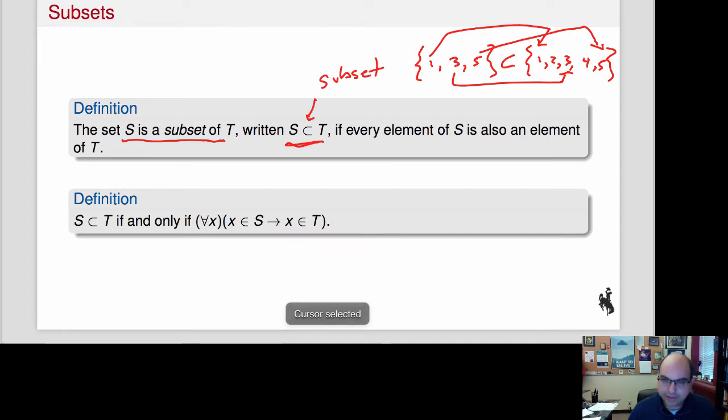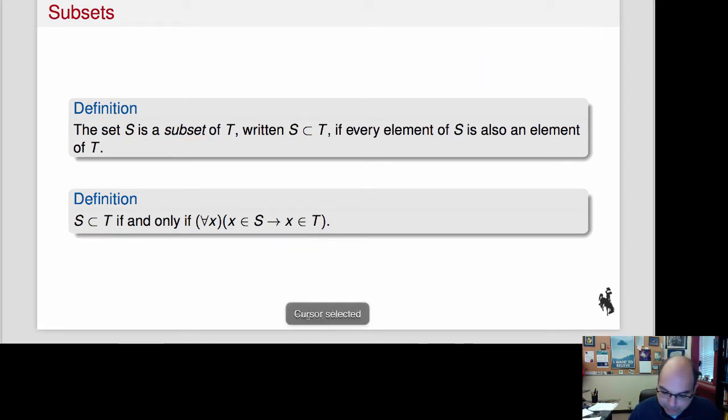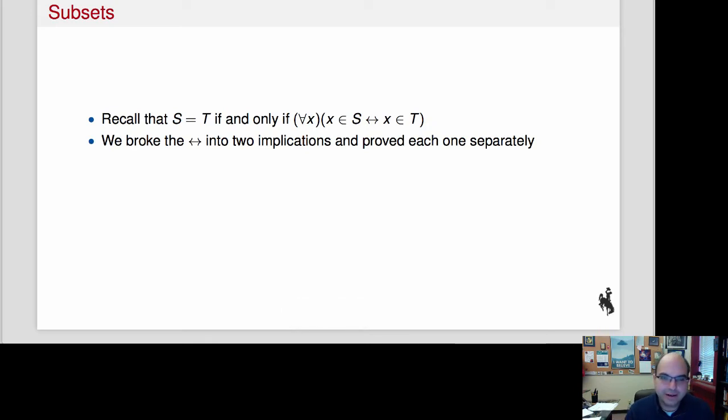Now, how can we translate that a little bit more into math so we can actually prove things? And here we have S is a subset of T if and only if, this is the definition, for all x, x belongs to S implies that x belongs to T. And you see that that's really, really similar to our definition of equality. In fact, the only difference is right there where we have implies as opposed to if and only if, right? So that actually gives us kind of a beautiful way of looking at equality, right? So when we tried to prove that two sets were equal, what we did was we had to prove an if and only if, and we broke that into the if part and the only if part, okay?